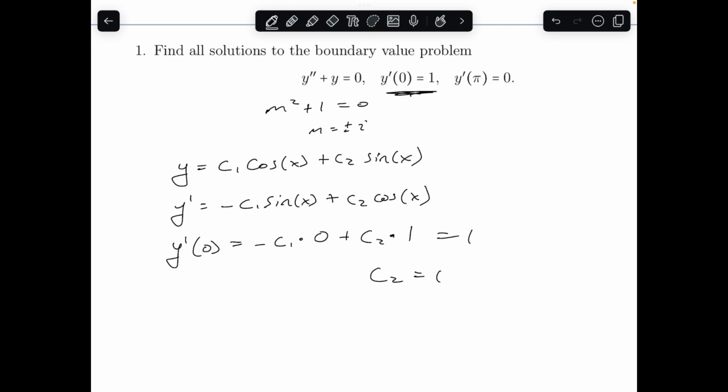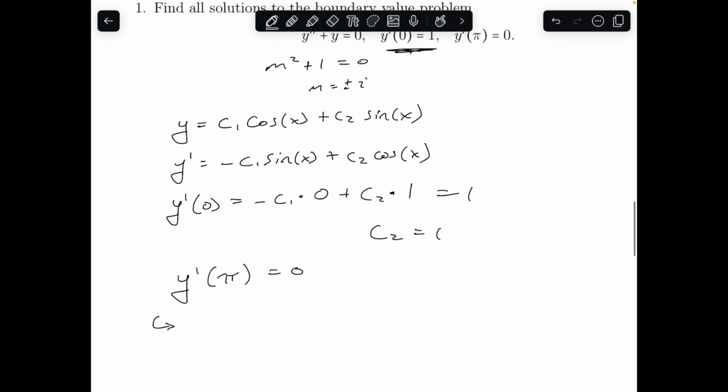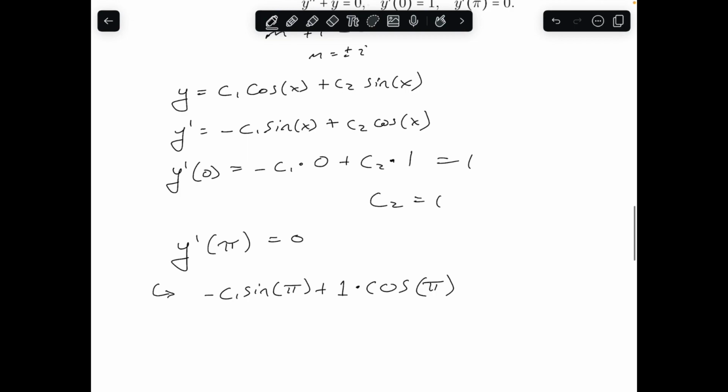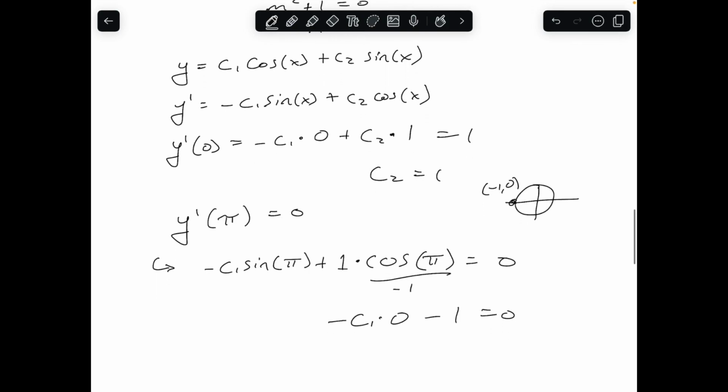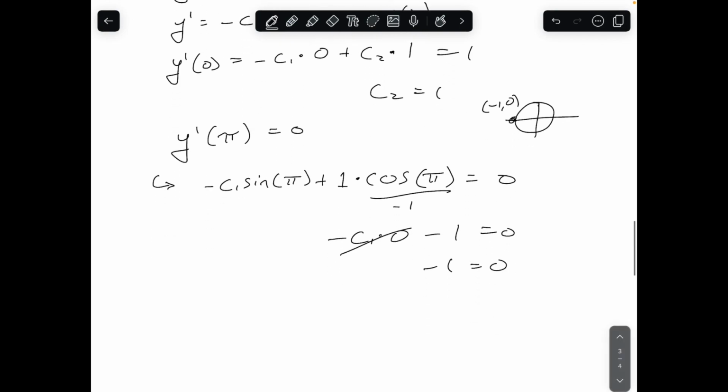Okay. Second thing we need is for y prime of pi to equal 0. And so y prime of pi, this is c1 sine of pi plus c2, which is equal to 1. We just figured that out. And then plugging into y prime, so this would be cosine of pi. Remember that cosine of pi on the unit circle, that's over here, so this is an x value of negative 1. And so this right here is just negative 1 times 1. And so we get c1 times 0 minus 1 equals 0, or negative 1 equals 0, which is impossible.